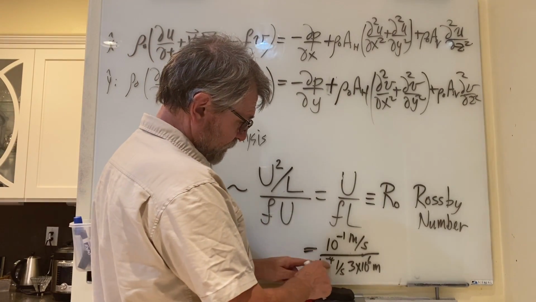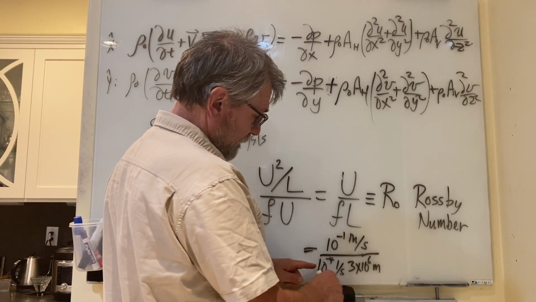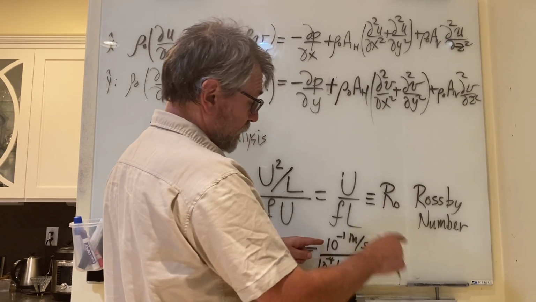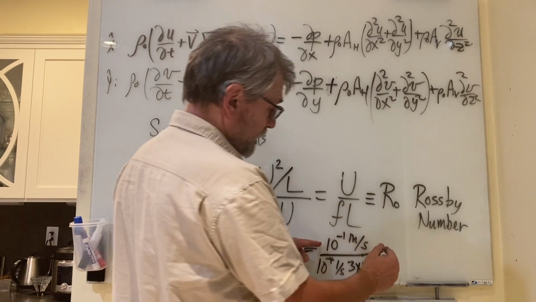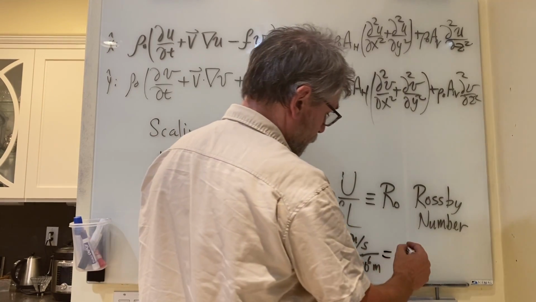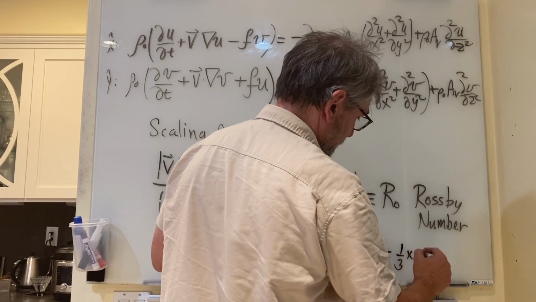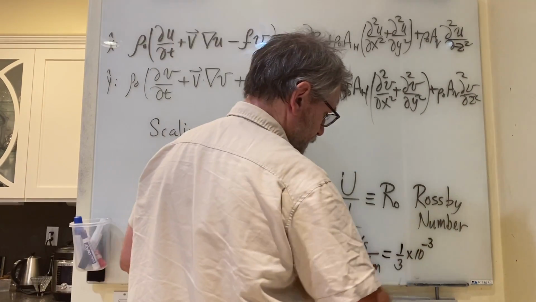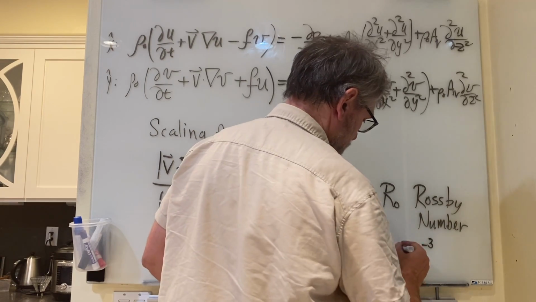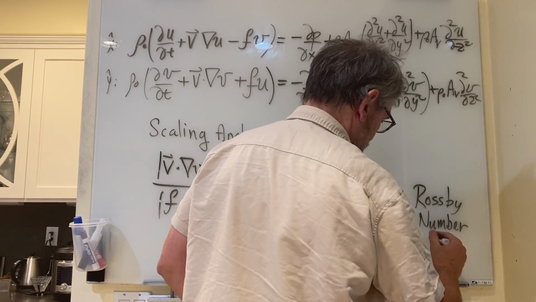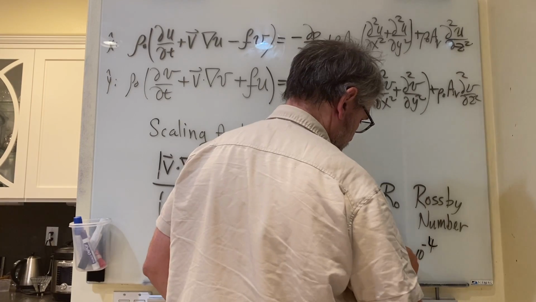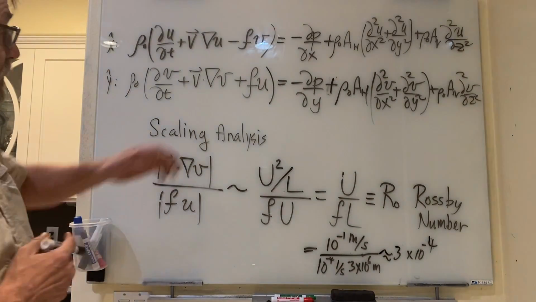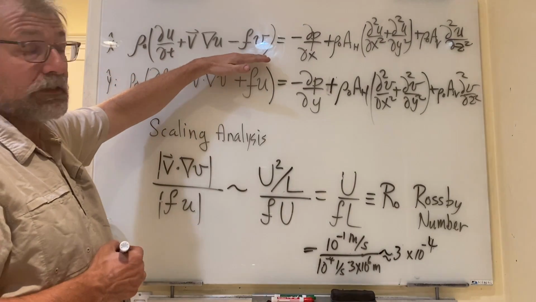Well, 10 to the minus 4 times 10 to the minus 6, that becomes 10 to the plus 2. I bring it on top, it becomes 10 to the minus 2. That gives me 10 to the minus 3, or 1/3 times 10 to the minus 3, or 3 times 10 to the minus 4, roughly. So that's very small. So indeed, these nonlinear terms are small compared to the viscosity.